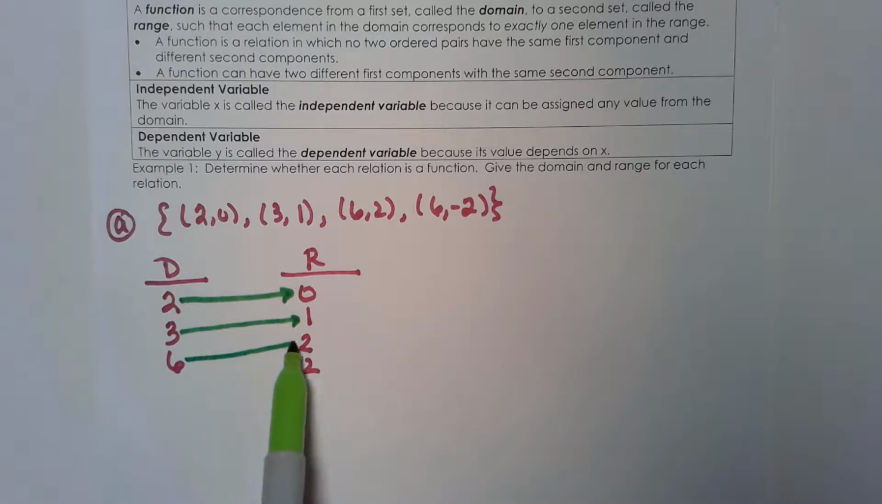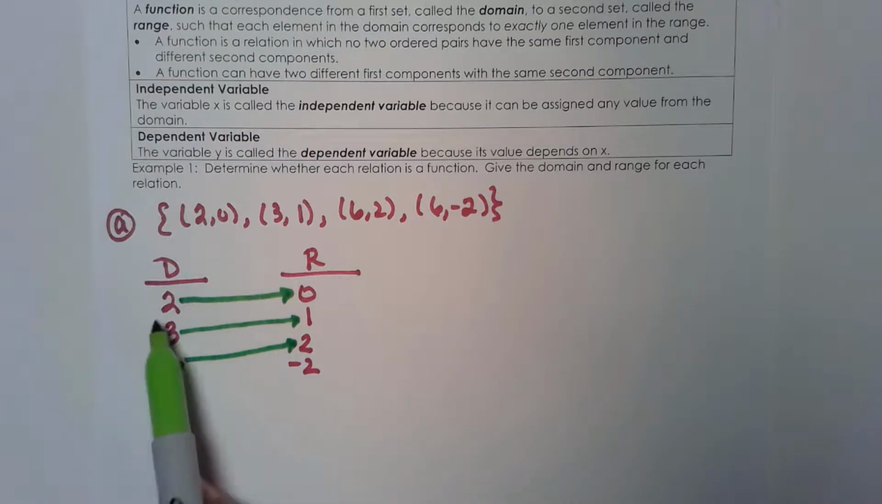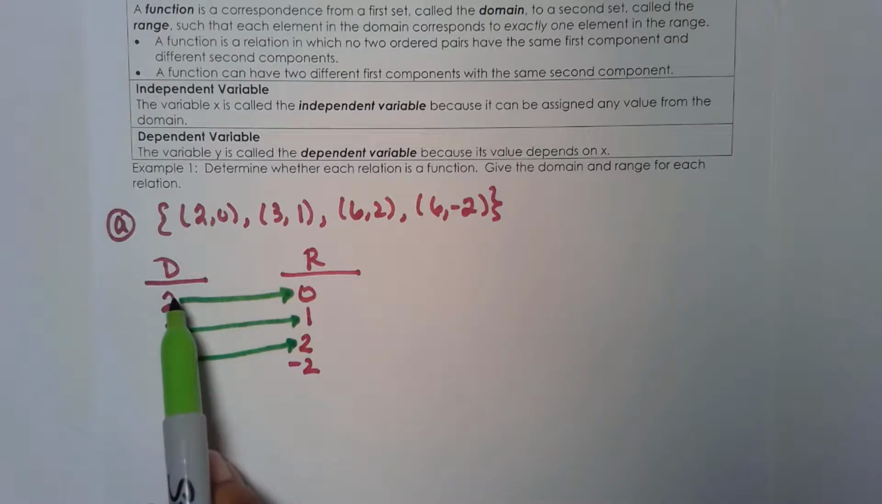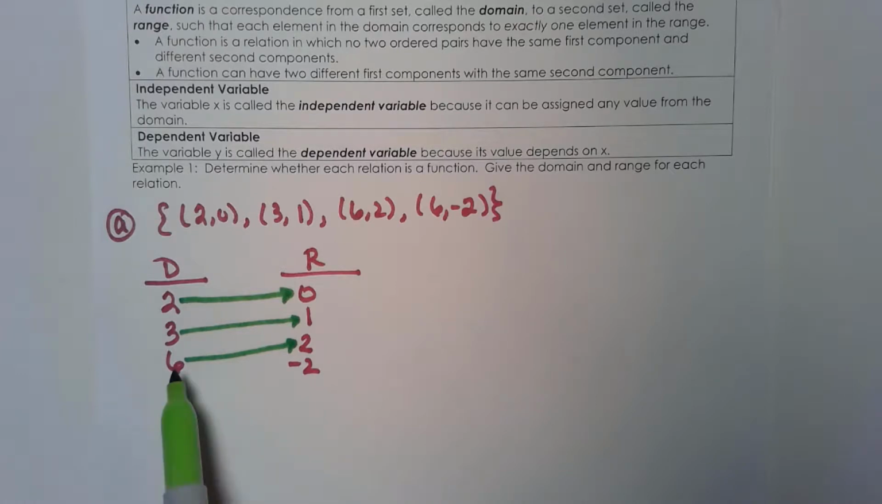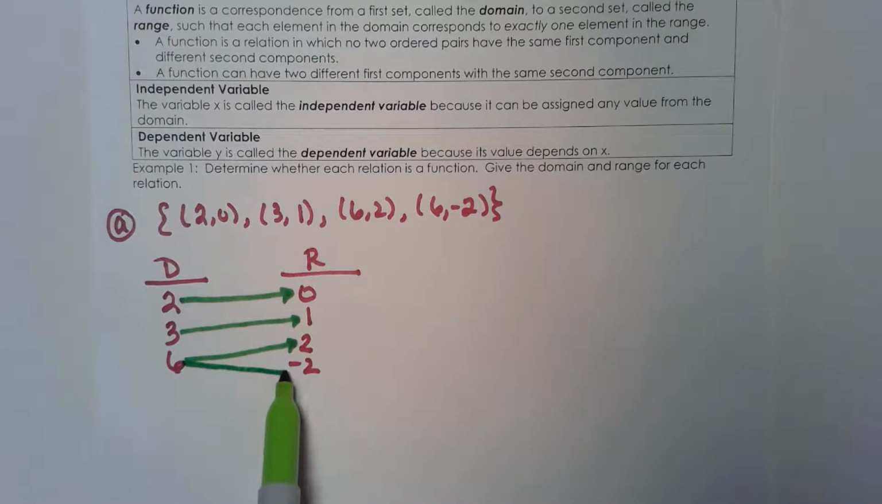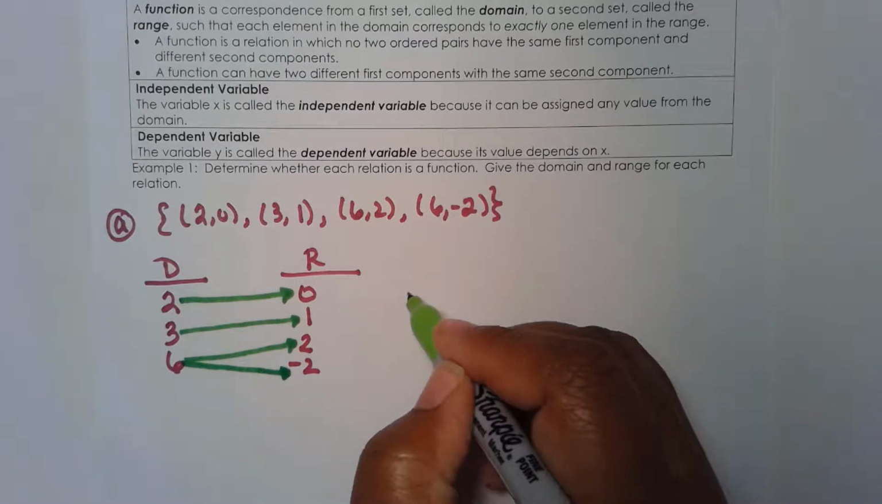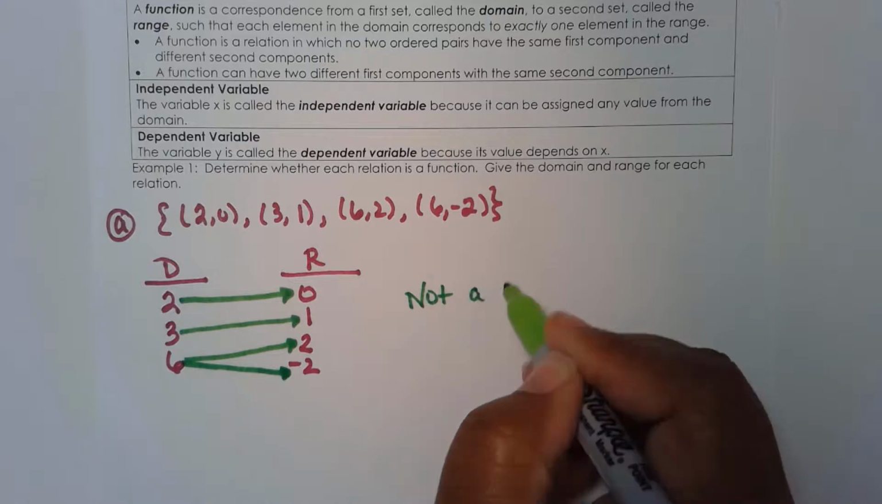6 pairs with 2, and at this point it is still a function, because a function says your x value can only be paired with exactly 1 y value. And our x value here is paired with exactly 1 at this point. But we look at that last set, 6 being paired with -2. 6 is being paired with 2 and -2. So since 6 is being paired with both y values, we would say this is not a function.